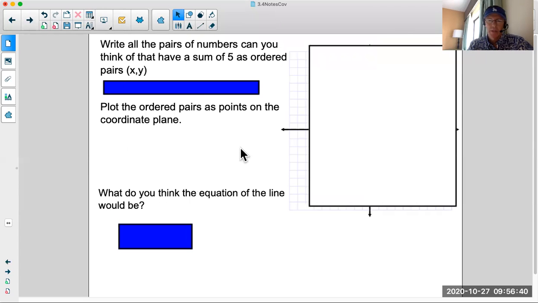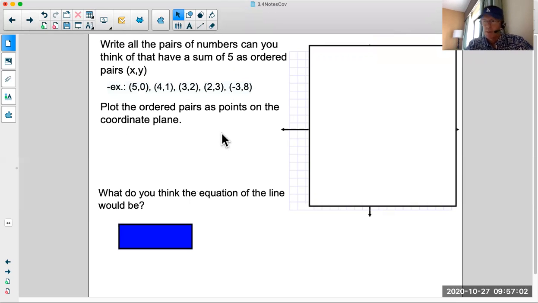So let's do this one. This one's kind of fun. Write all the pairs of numbers that you can think of that have a sum of 5 as ordered pairs. So go ahead and write those. So one of them would be what? Like 0, 5, right? -1, 6 would work as well. So think of some of them. Okay, so here's some examples, right? There's actually an infinite number if you think about it, because we didn't have to use just integers. We could have used 2.5, 2.5.